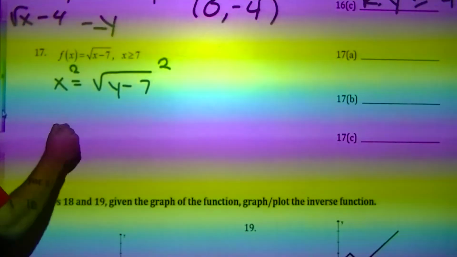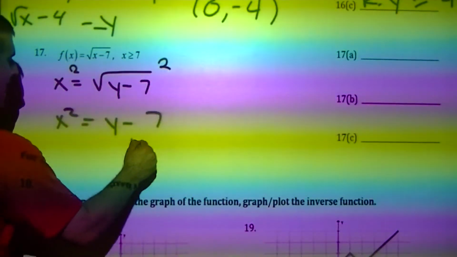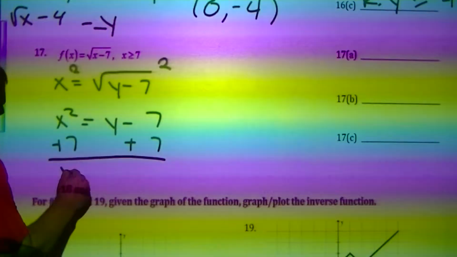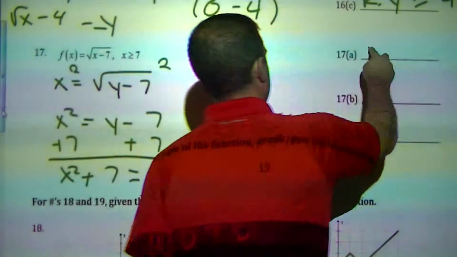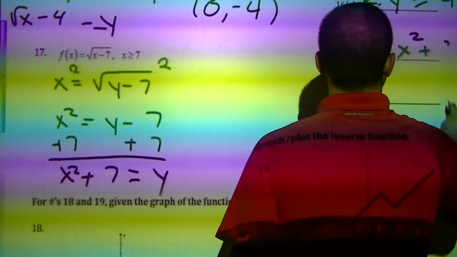Okay, moving down to number 17, same concept, x, y minus 7. I'm going to square it to get rid of it. I'm going to add 7, okay? So I got x squared plus 7 equals y, all right? And that's going to be my inverse, all right?